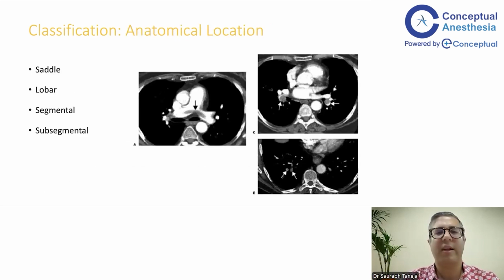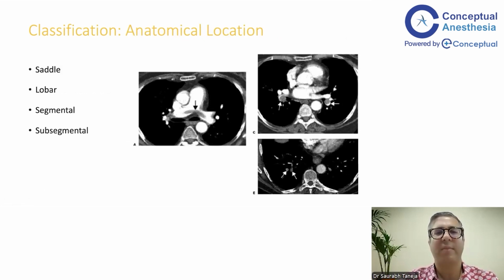Now it can also be classified by anatomical location. So it can be saddle. Saddle means that we have a right and left pulmonary artery, and when it is along the bifurcation, it is called a saddle pulmonary embolism. Then there is a lobar pulmonary embolism, and then a segmental pulmonary embolism. And then there is subsegmental, but that is too small to be clinically relevant, at least for us.